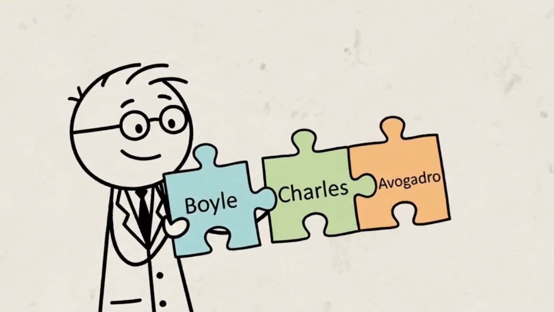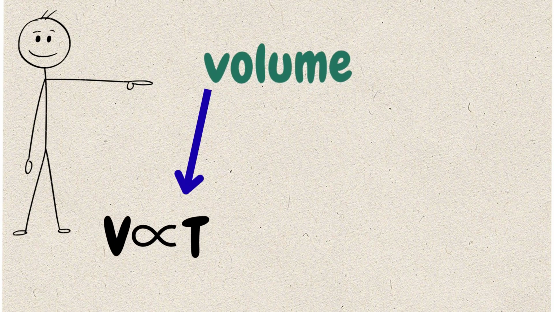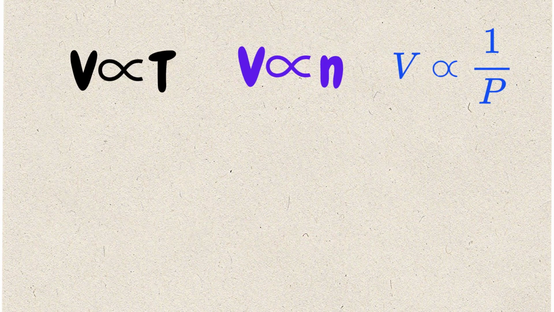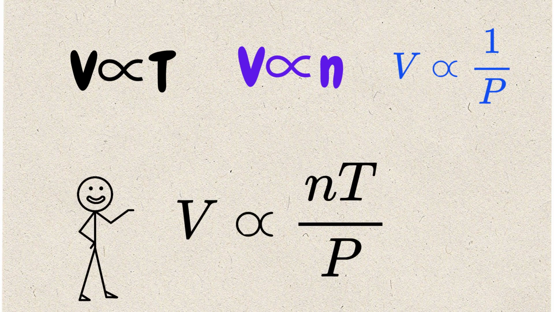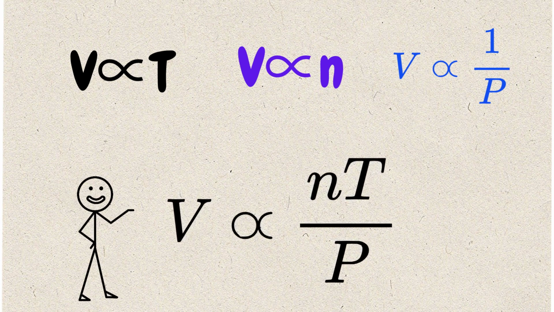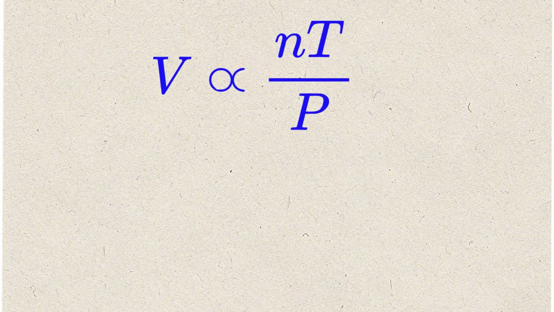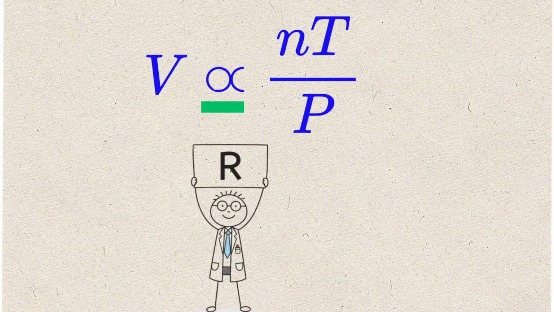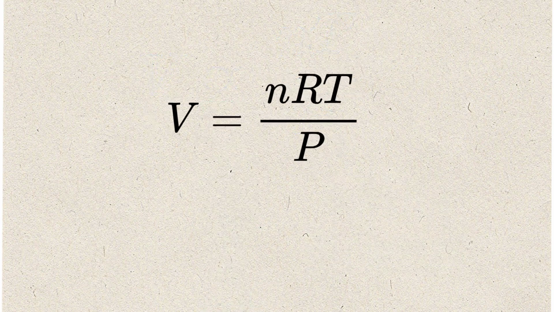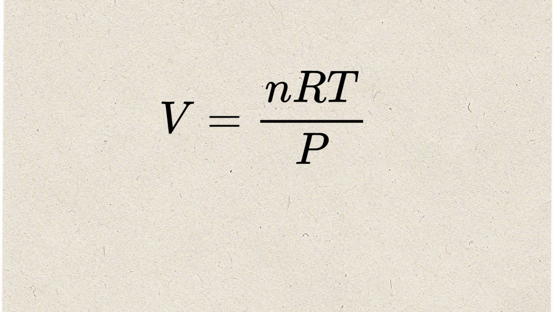When scientists combined these three relationships, they realized that volume depends on temperature, the amount of gas, and pressure. On comparing all these, we get this, where volume is directly proportional to the product of the amount of gas and temperature, and inversely proportional to the pressure. To turn this proportional relationship into an equation, scientists introduced a constant called the universal gas constant, represented by R. Now the equation becomes V equals nRT by P.